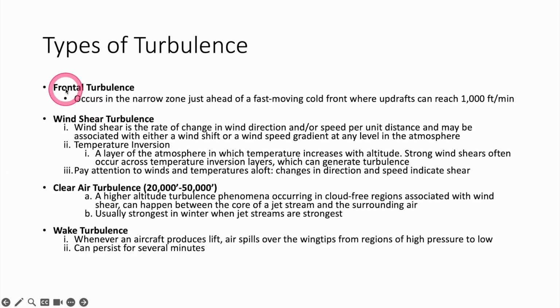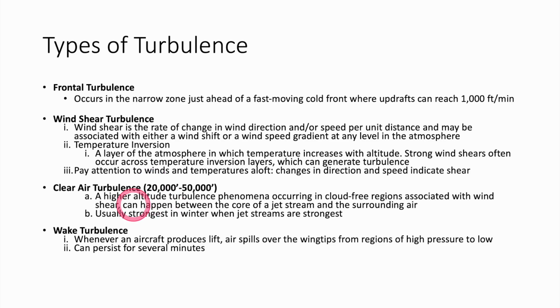Frontal turbulence: along the front, you're always going to get some sort of turbulence as wind changes direction and speed. And wind shear, we'll talk about wind shear in a second. Clear turbulence is usually at higher altitudes, 20 to 50,000 feet. It's often associated with wind shear, which again, we'll talk about in a second.